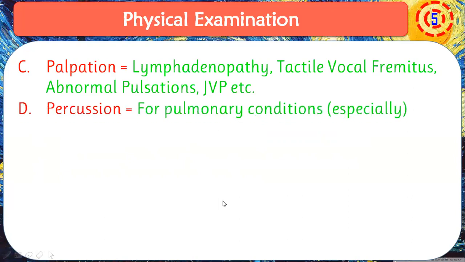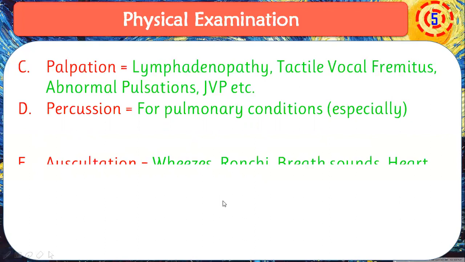And the next thing we do is percussion. In percussion, we specifically do percussion for a pulmonary condition, because in cases of cardiac condition, via percussion, we get not much information except for the cardiac border, and that is not useful for us in the case of dyspnea. So we have to do it specifically focusing our attention on the lungs and its border or any kind of disorders that we can find out via percussion.